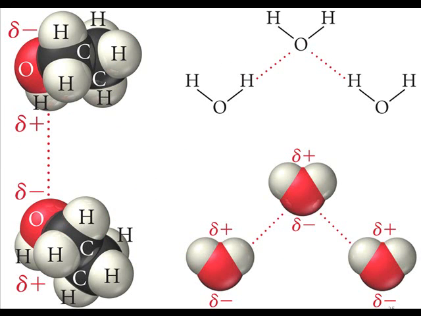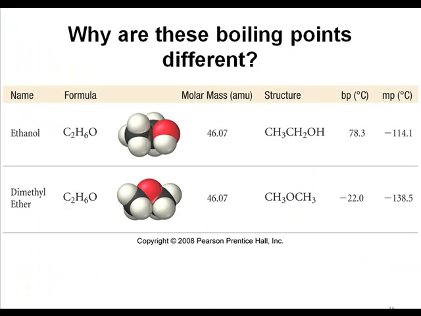So now what you have is a diagram illustrating the hydrogen bonding in action. So once again, let's take a look here. Ethanol has a boiling point of 78, and dimethyl ether has a boiling point of negative 22. Now you might be thinking, but I have an oxygen in there and I have hydrogen in there. I have hydrogen bonding between both of them. Why is there a difference?